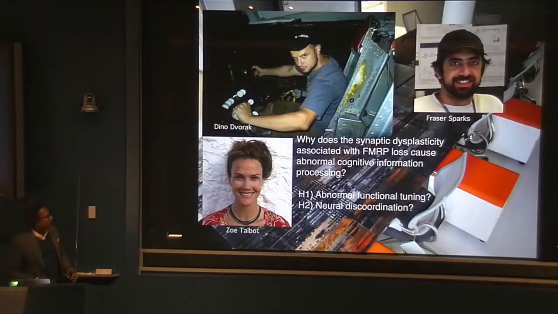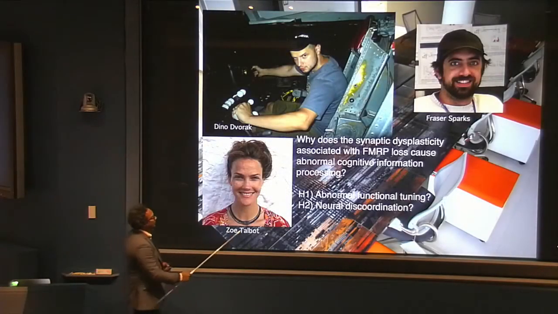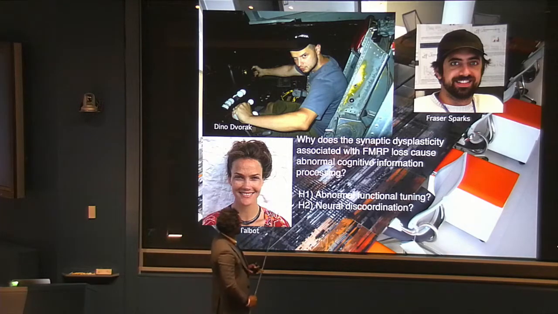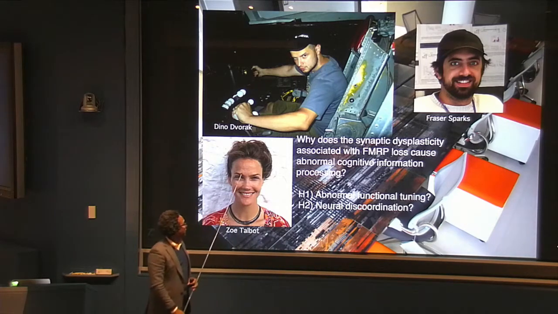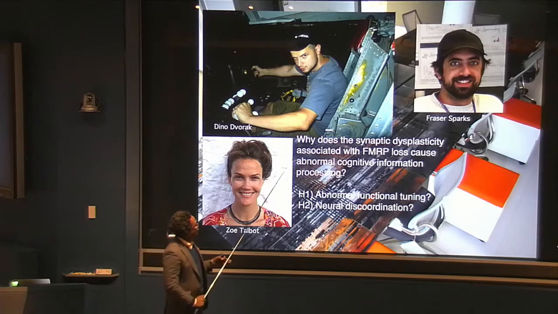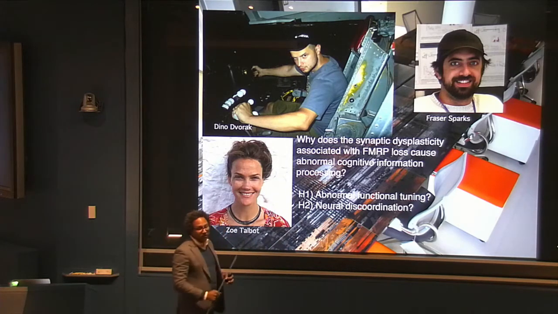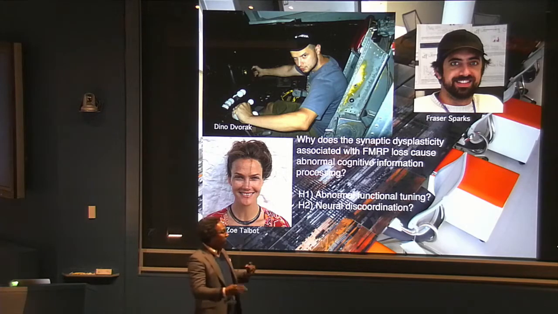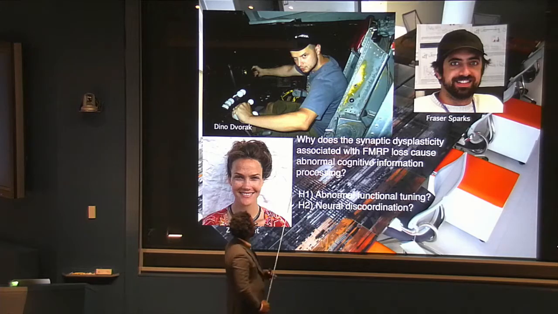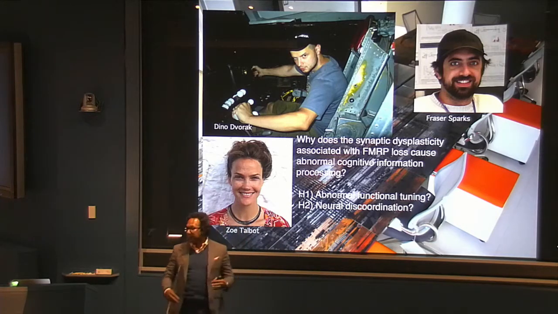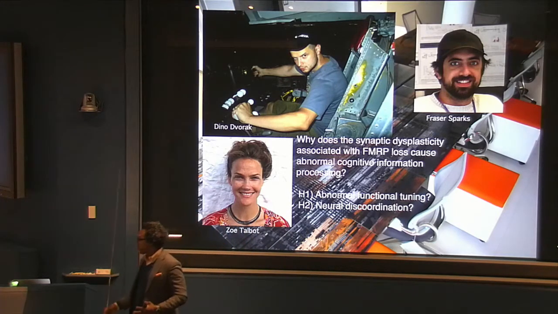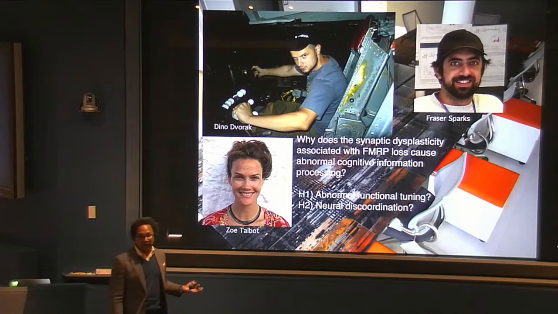So we're going to talk about this by asking this question. And this is now work done by these 3 members of my lab. You can really just pose the question like this. Why does this synaptic dysplasticity, the abnormal synapses I just described that are associated with the protein loss, cause this abnormal cognitive information processing? That's the question we'd really like to answer.